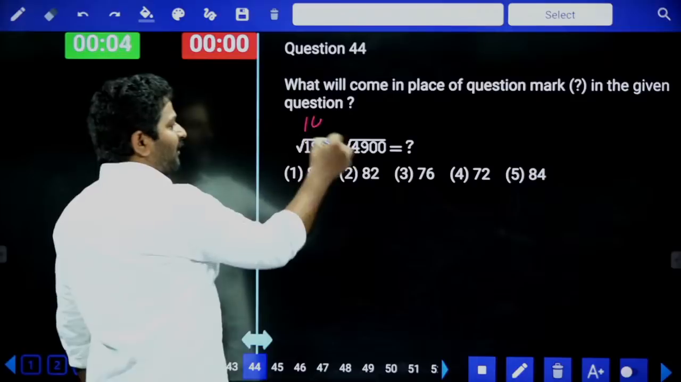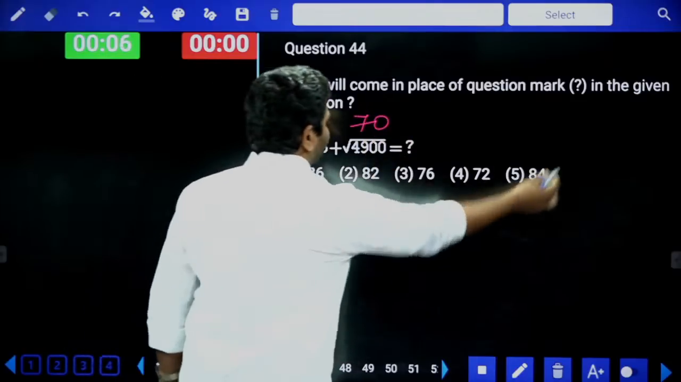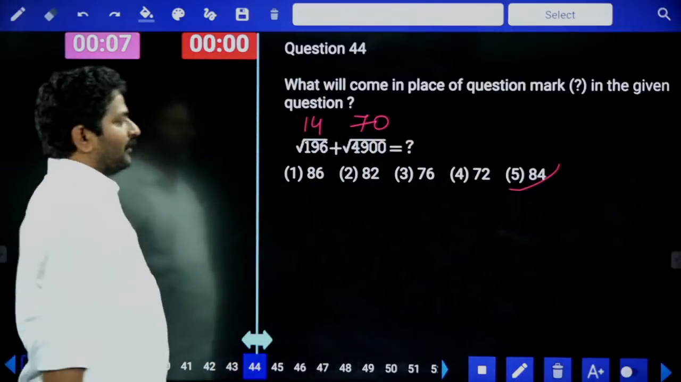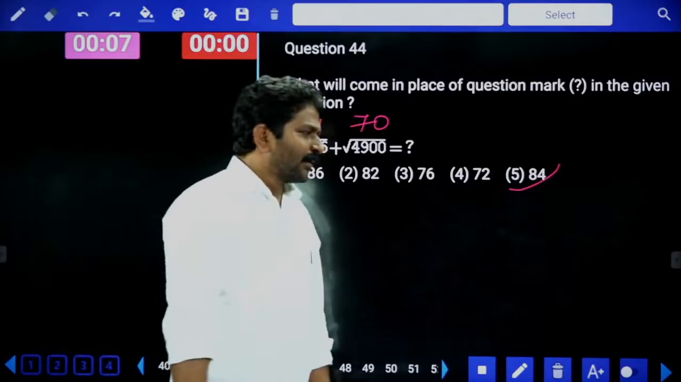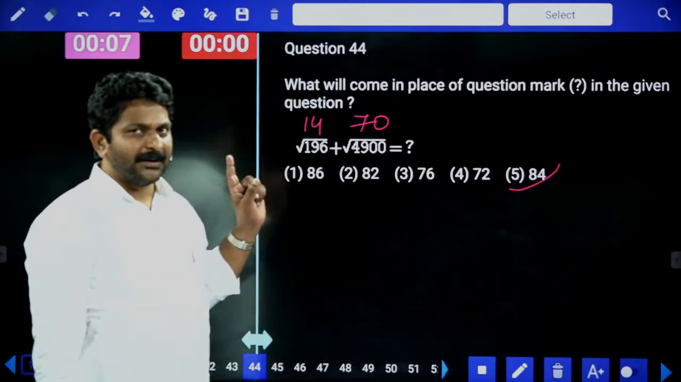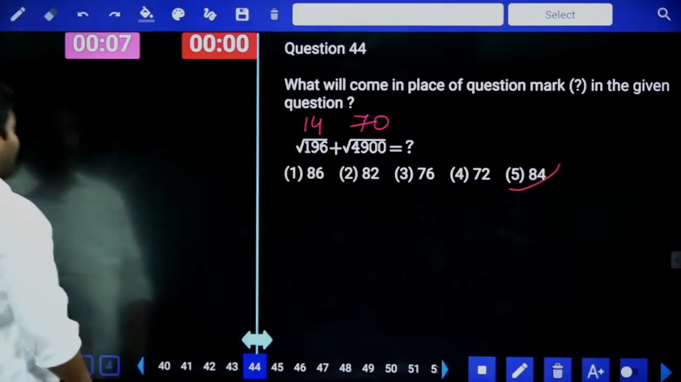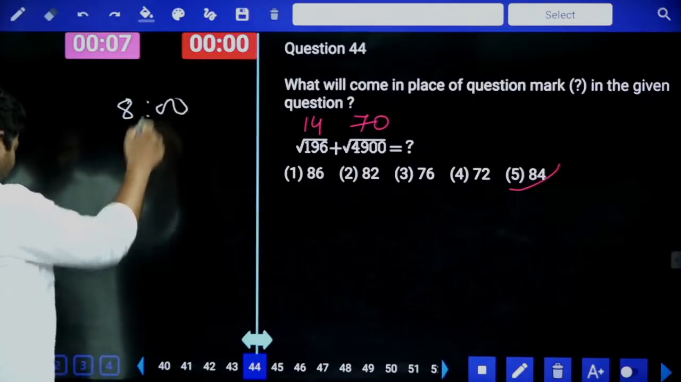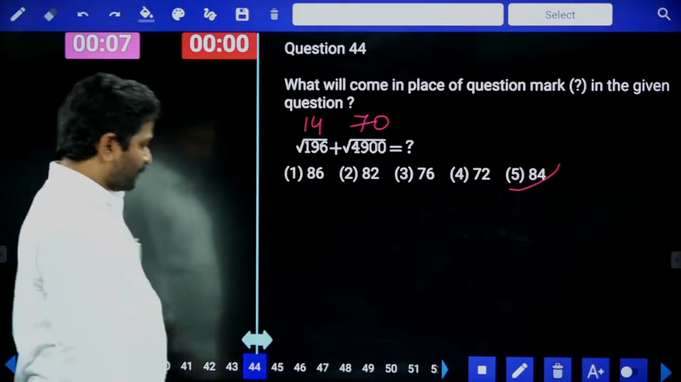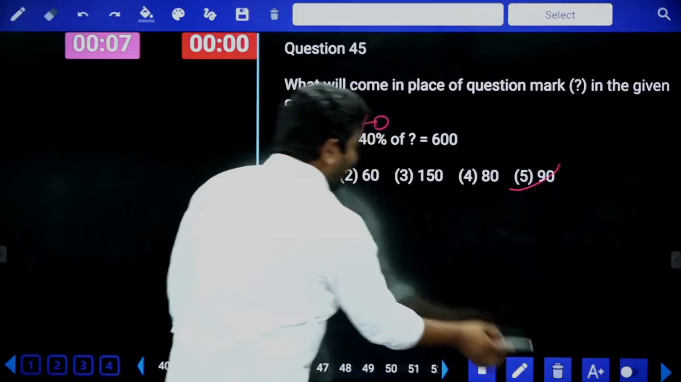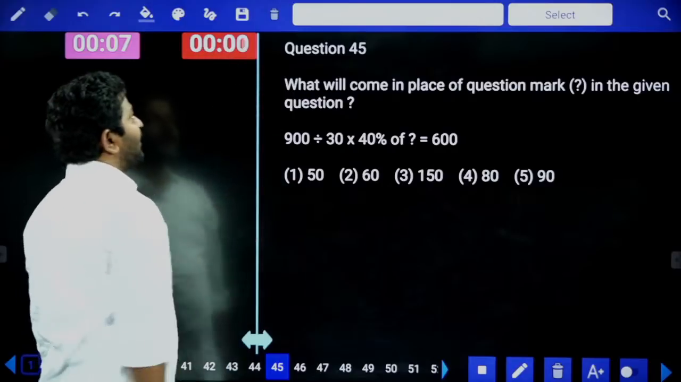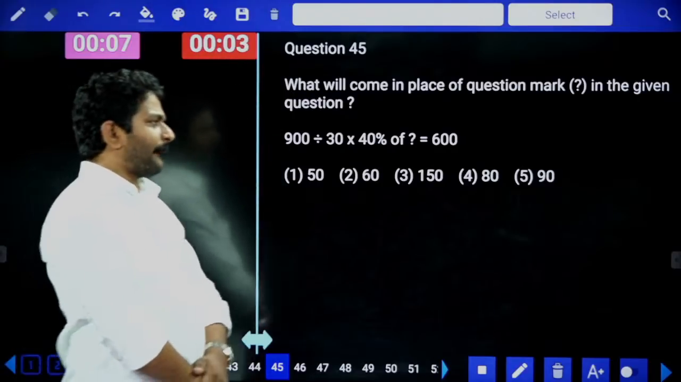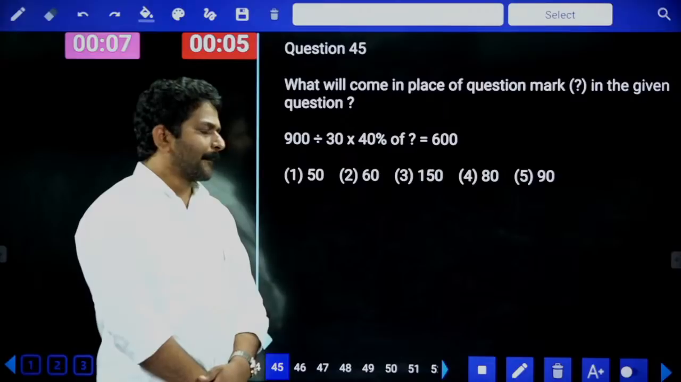This is 14 and 70, that is equal to 84. 84, fifth option, final answer. I think we stopped at 8 minutes. So finally we have to add 8 minutes approximately. I made it 0. Yes, here is your time now.